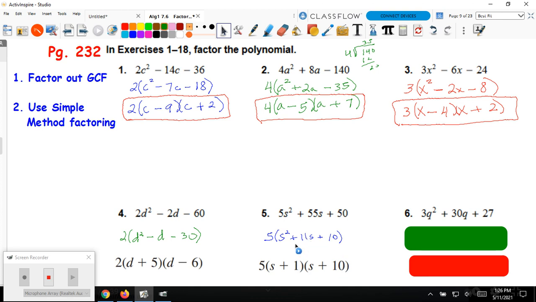This is a positive here. You're adding to get this term. Then both signs will be whatever this term sign is. They're both positive then. And then number 6, we can see 3, 30, and 27.